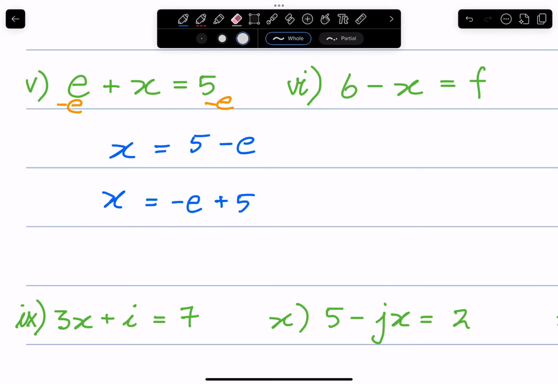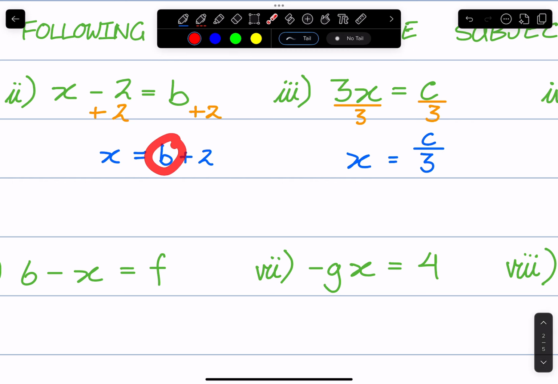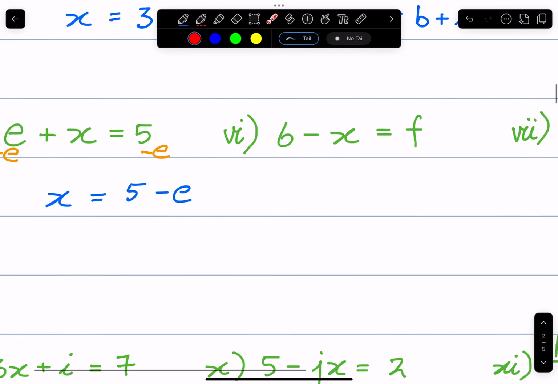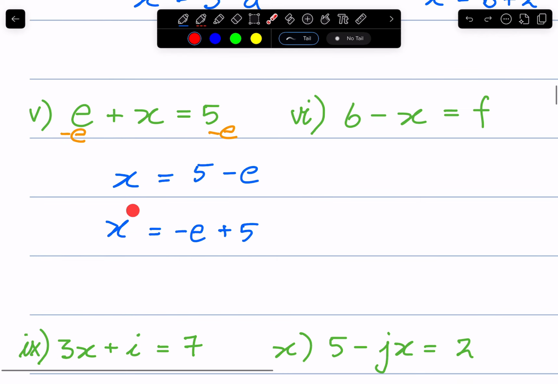But for this, I know I said in this example, try and keep the letter first. The only exception here is if the letter has a negative coefficient. So 5 minus e is more appropriate, but you can write it like this.